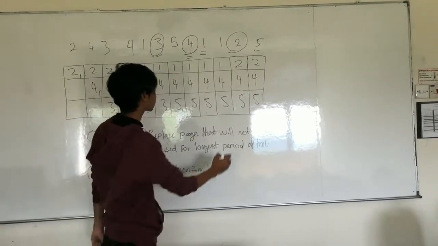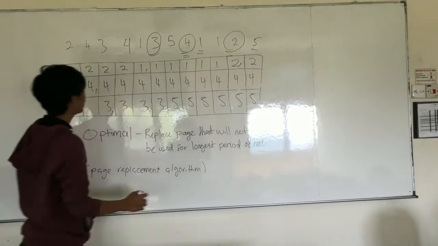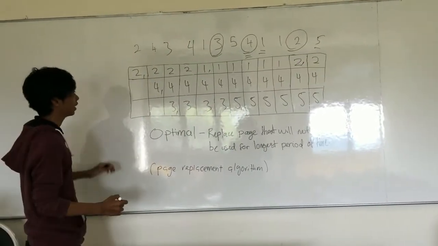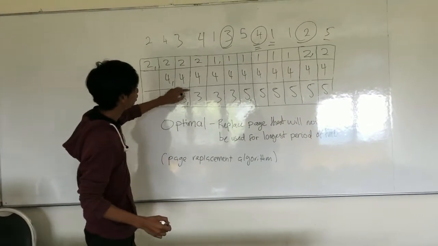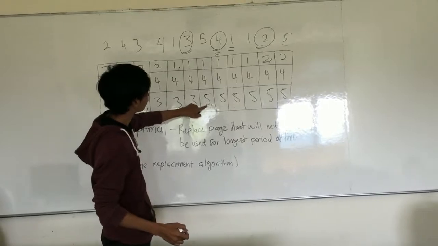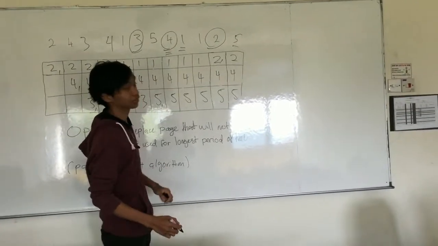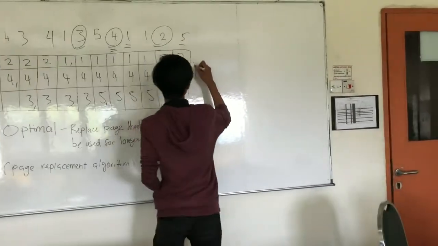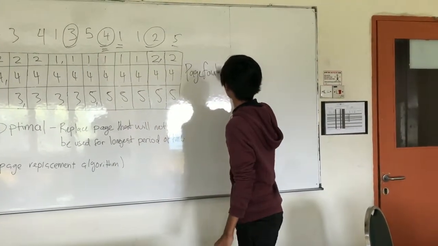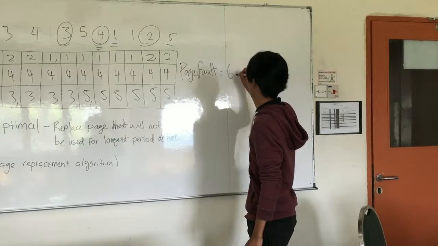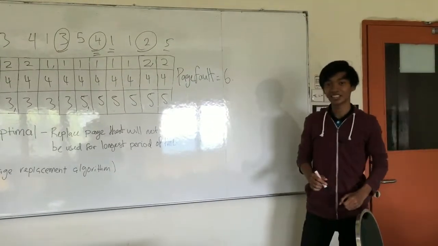Okay, so now we calculate how many page faults there are in this diagram. So there are 1, 2, 3, 4, 5, and 6 page faults. Okay. So page faults would be 6. Okay, that's all. Thank you.